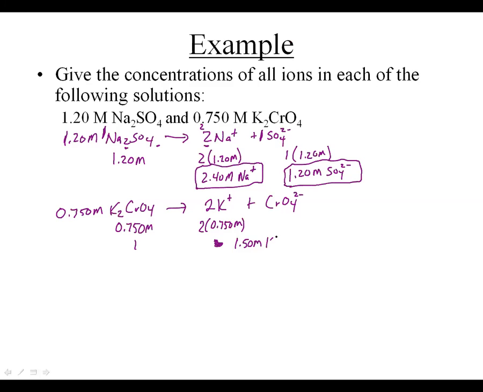For just the potassium ions, again, it's twice as concentrated in terms of the potassium. And then it's a 1-to-1 relationship between the chromate, and that would get us 1 times 0.75 molar, and that would get us 0.75 molar for our chromate.